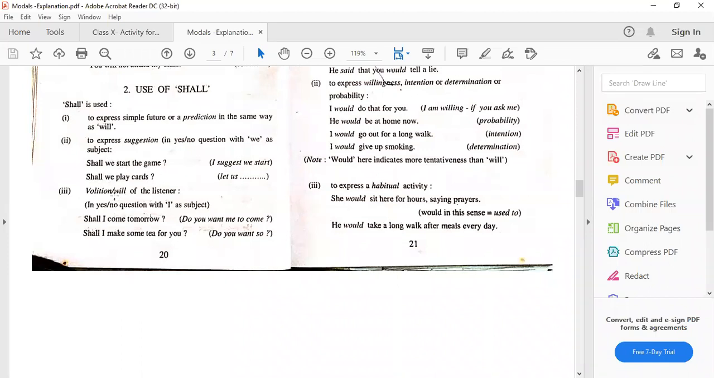Next is volition or the will of the listener. In yes no questions with I as subject.